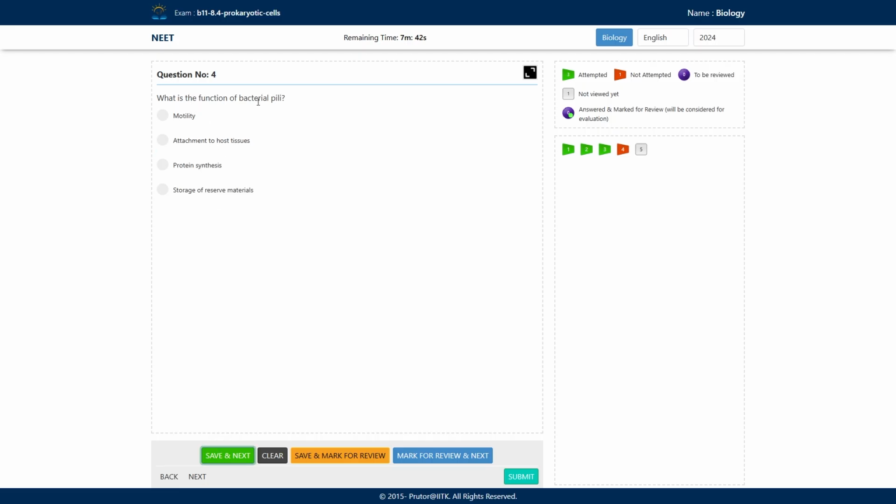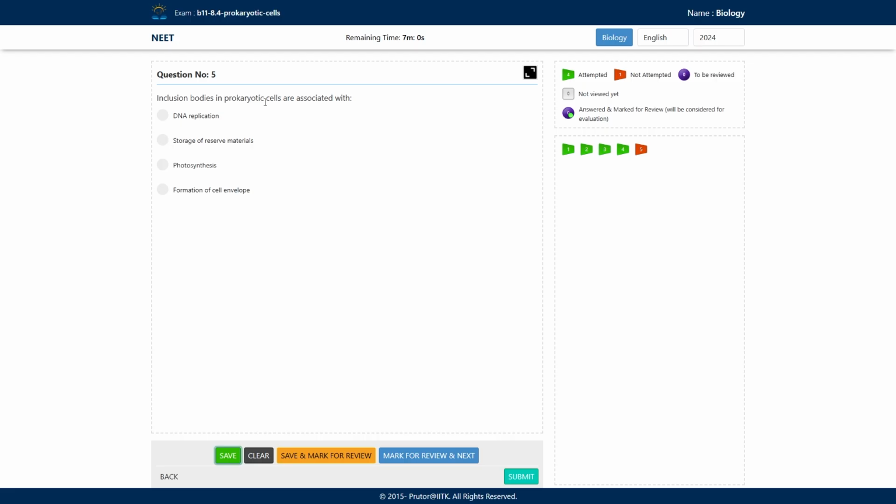Next one, what is the function of bacterial pili? Motility, attachment to host tissue, protein synthesis, or storage of reserve materials. Option number B will be the correct answer, attachment to the host tissue. Here, pili also help in conjugation. They also help in the attachment of the bacteria to the host tissue as well.